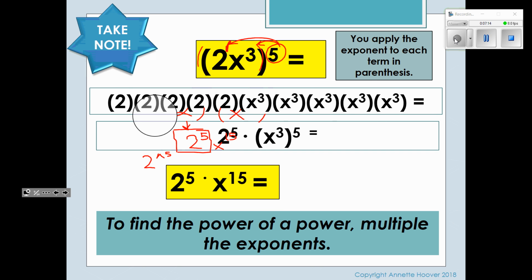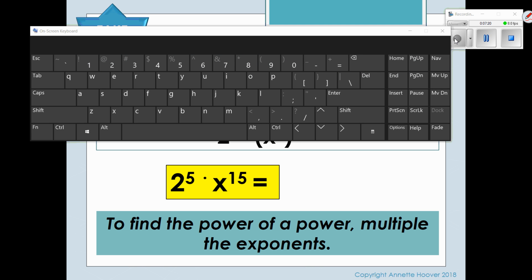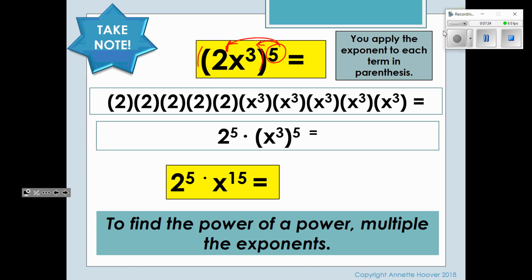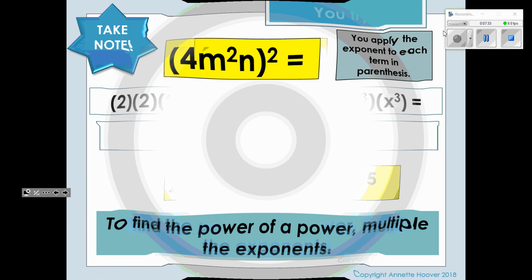I'm going to erase this. This just shows you what you're doing. You're multiplying 2 times itself 5 times. And then we have x cubed 5 times. So that would be 32x to the 15th power.